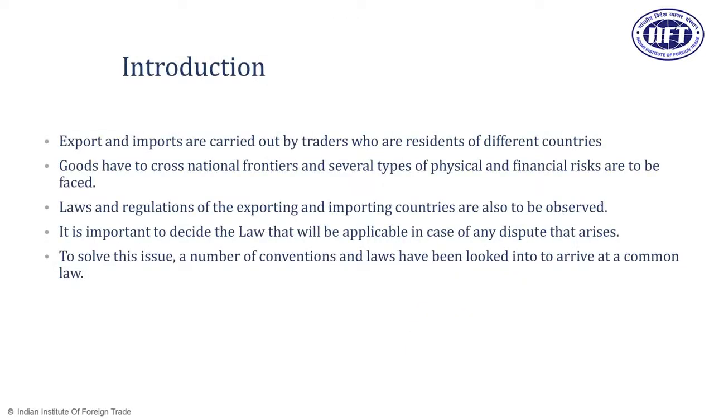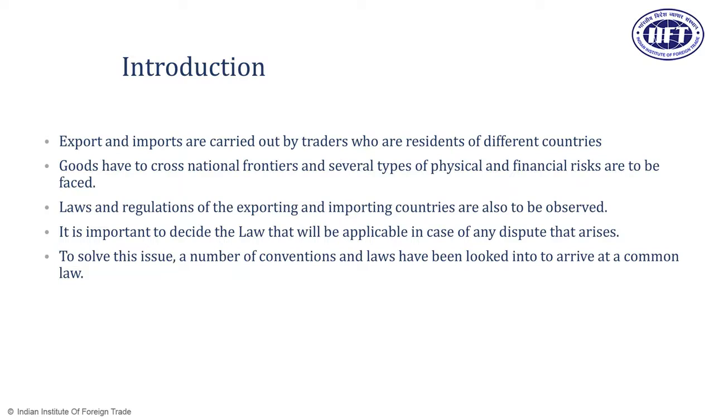Exporters and importers are usually located in different countries. They are not in the same country definitely. So that is why an international contract becomes important. Goods have to cross national borders and there are a lot of risks involved in movement of goods from one country to another. Disputes may arise due to damage of the goods. Disputes may arise due to non-delivery. Disputes may arise due to non-fulfillment of quality conditions. Disputes may arise due to non-payment. So it is a contract which looks at all these possible disputes which may arise in international trade.